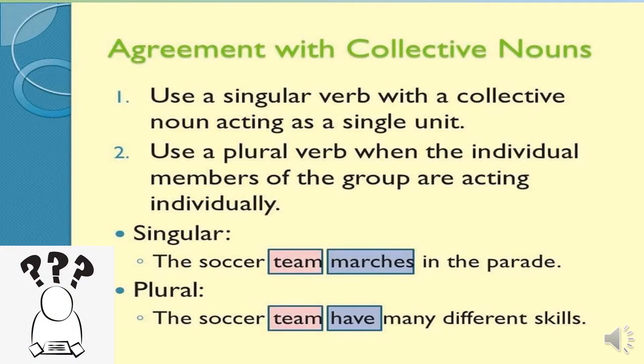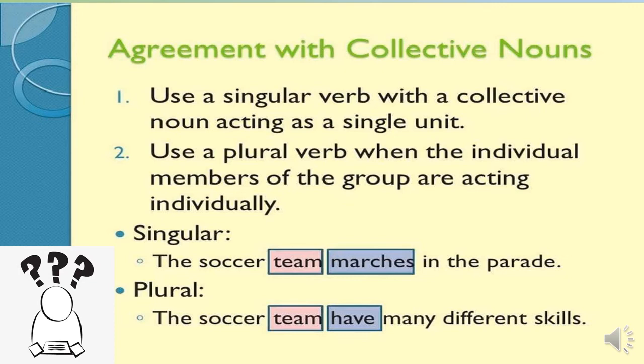The next one is agreement with collective nouns. You know what collective nouns are, which are the collection of different things which are referred to as a single group. So here use a singular verb with the collective noun acting as a single unit. Use a plural verb when the individual members of the group are acting individually. When we are talking about the whole team, we consider it singular and a singular verb follows. But when we are talking about the members of that particular team, a plural verb follows.